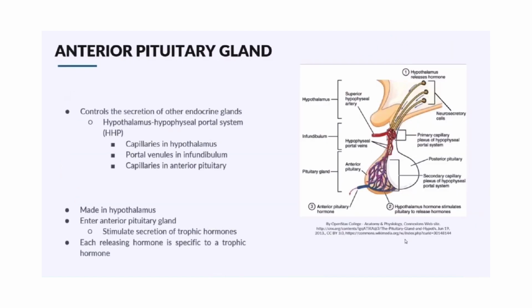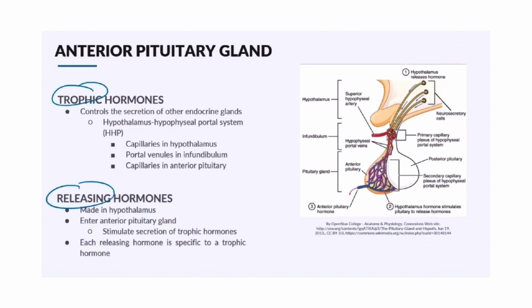Now, in the anterior pituitary gland, there are two sets of hormones that we look at. First is trophic hormones, and then the second one are releasing hormones. With trophic hormones, they're going to control the secretion of other glands. So this happens through the hypothalamic-hypophyseal portal system, and then there are releasing hormones.